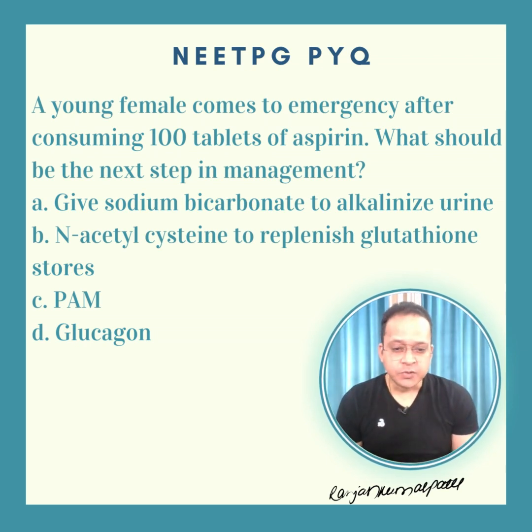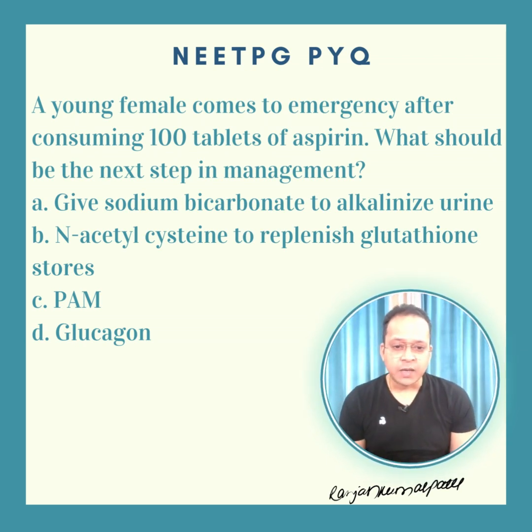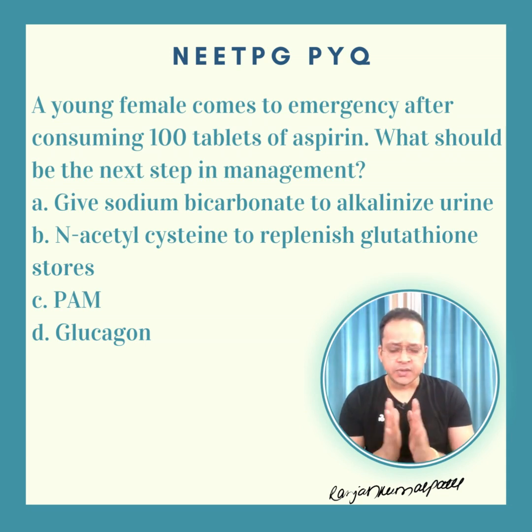A young female comes to emergency after consuming 100 tablets of aspirin. What should be the next step in management? Look at the options. Option A, give sodium bicarbonate to alkalinize urine. Option B, N-acetylcysteine to replenish glutathione stores. Option C, pralidoxime or PAM. Option D, glucagon. So what is the answer, guys?